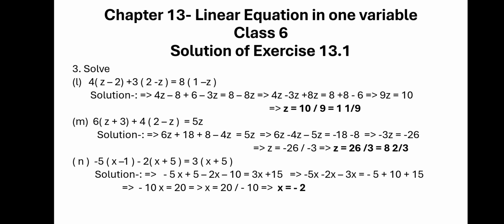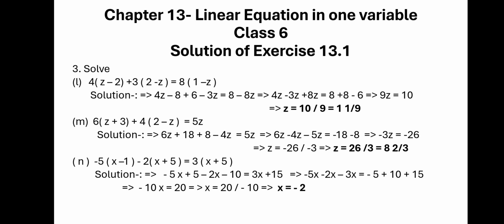Now the third question continued. There are many questions here in this. So, L: 4 into bracket z minus 2, plus 3 into bracket 2 minus z, equal to 8 into bracket 1 minus z. Now see, there are 3 brackets. So we have to solve that first. So 4z minus 8, 4 into 2 is 8. We have seen in the previous chapter how we solve the brackets, how we open the brackets. Plus 3 into 2 is 6 minus 3z is equal to 8 into 1 is 8 minus 8z.